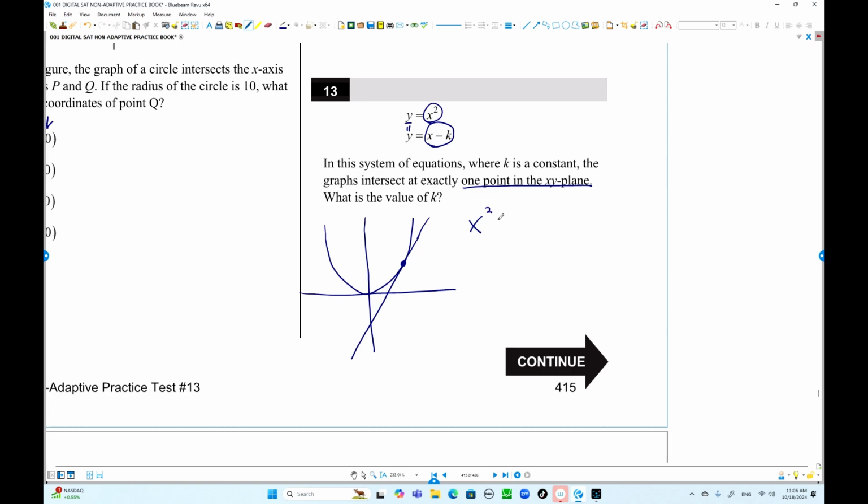So x squared equals x minus k. So x squared minus x plus k equals 0. So try to use the discriminant, okay? If this is 0, they have only one solution, right? The discriminant is b squared minus 4ac. b is negative 1, negative 1 squared is positive 1, minus 4 times a is 1, c is k. That must be equal to 0, right? So 4k equals 1, k equals 1/4, okay? That's the answer, or 0.25.